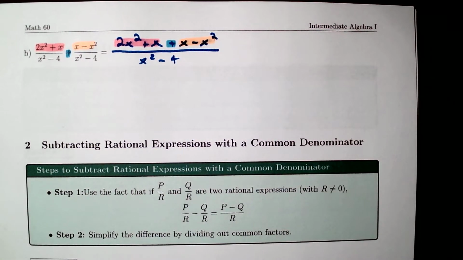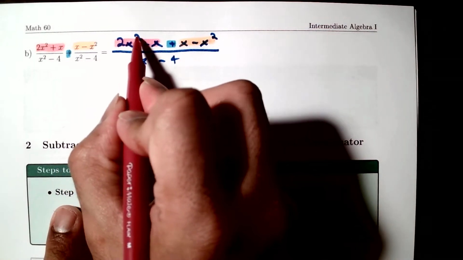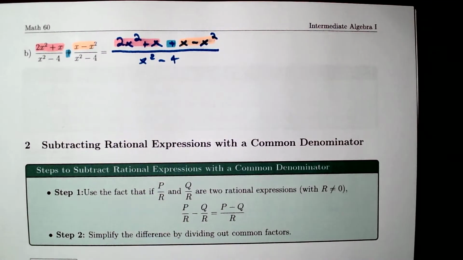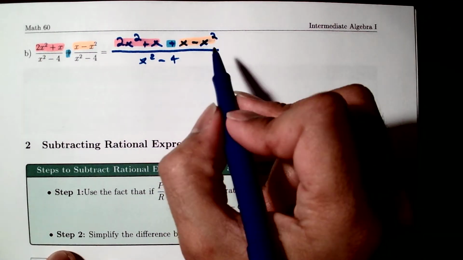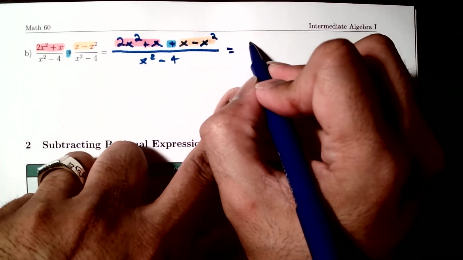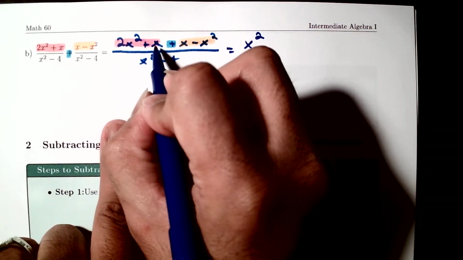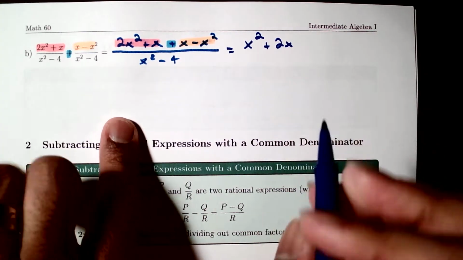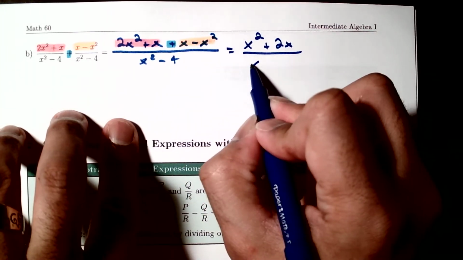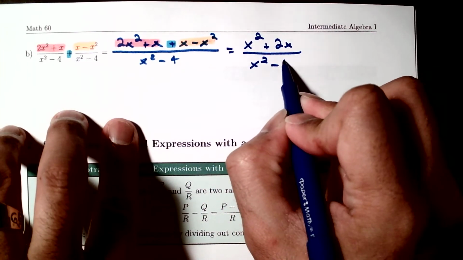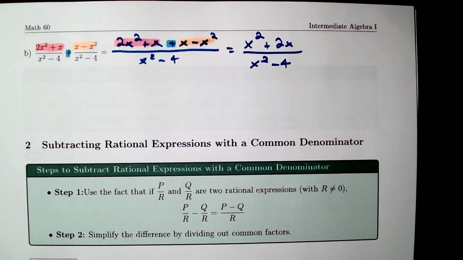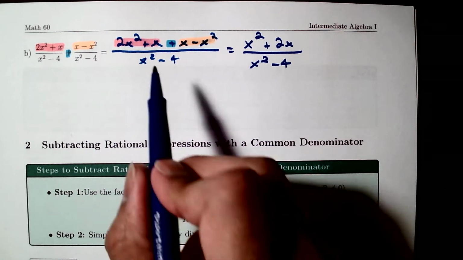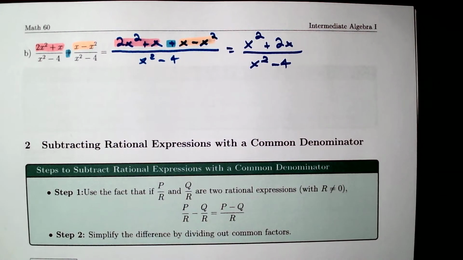And then just in this case, in the numerator, combine any like terms. And as you can see, this 2x squared minus x squared, if we go with the powers, they simplify to simply x squared. And then x plus x, that's going to give us 2x. And then divide that by x squared minus 4. So in this case, we are done simplifying and adding the fractions together.